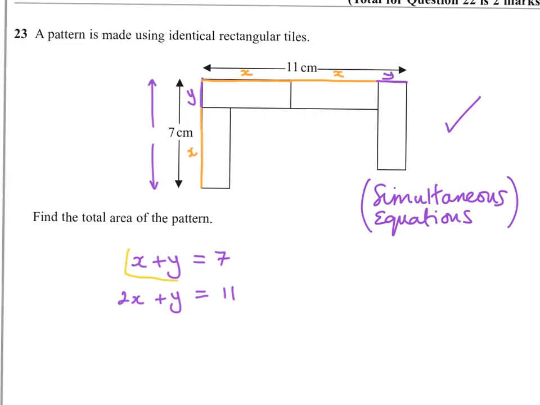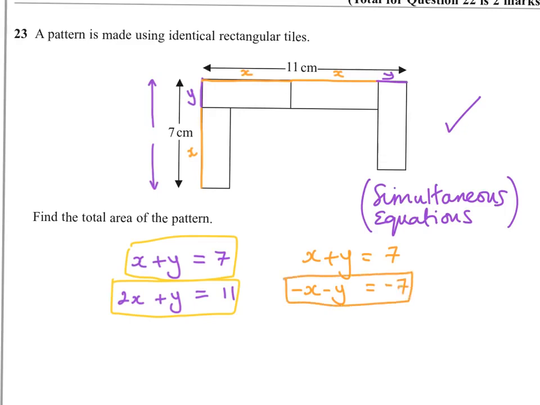Well, if this equation is true and this equation is true, then what I can do is, say for the top equation, x plus y equals 7, I can times the left-hand side and the right-hand side by -1, and that would give me minus x minus y equals -7. And just keep that in mind for now. I'm not going to change this one. I'm going to keep that as 2x plus y equals 11.